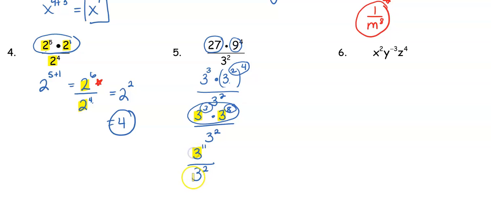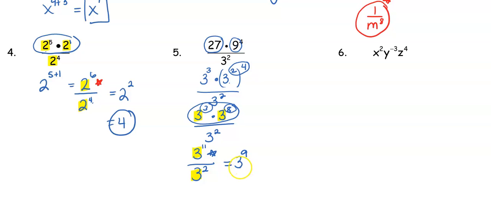And I have the same base on top and bottom. I'm going to subtract. Who wins? The top wins. So 11 minus 2 is going to give us 3 to the 9th. And don't forget, we didn't change the base once. All you're doing is adding or subtracting those exponents.